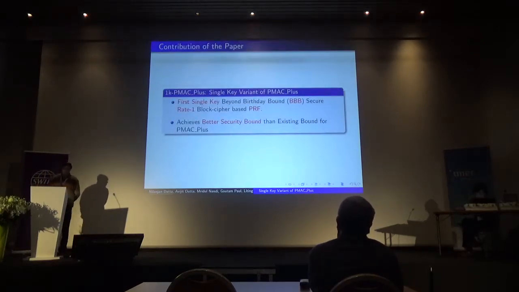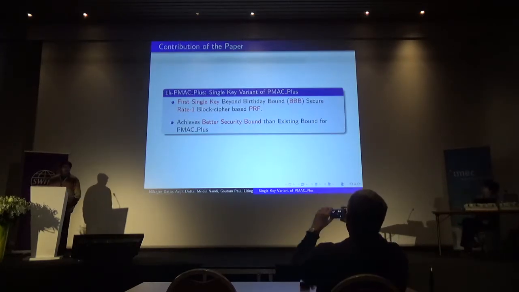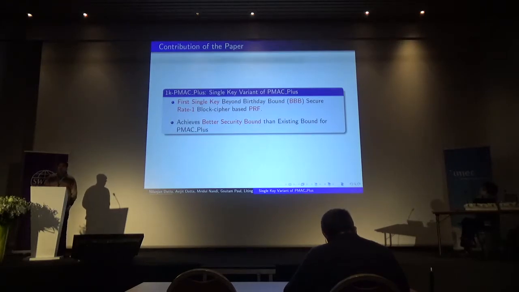First I will give a brief introduction to the exact contribution of the paper. In this paper we have proposed 1K PMAC Plus, a single key variant of PMAC Plus, which is the first single key beyond birthday bound secure rate 1 block cipher based PRF. Along with that, we achieve a better security bound than the existing bound for PMAC Plus. Using this result, it also improves the security bound for the original PMAC Plus.